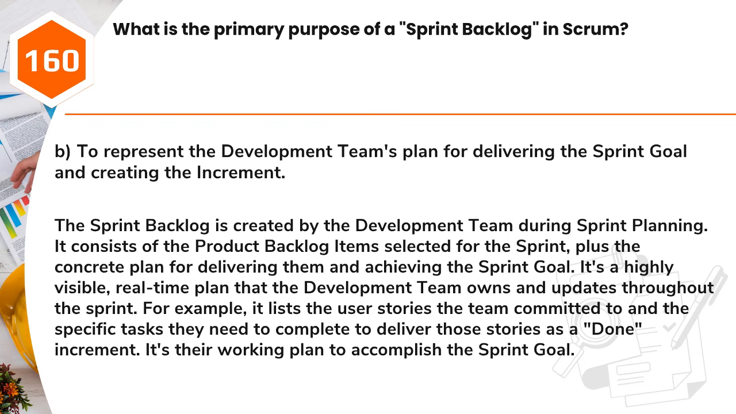The sprint backlog is created by the development team during sprint planning. It consists of the product backlog items selected for the sprint, plus the concrete plan for delivering them and achieving the sprint goal. It's a highly visible, real-time plan that the development team owns and updates throughout the sprint. For example, it lists the user stories the team committed to and the specific tasks they need to complete to deliver those stories as a done increment. It's their working plan to accomplish the sprint goal.